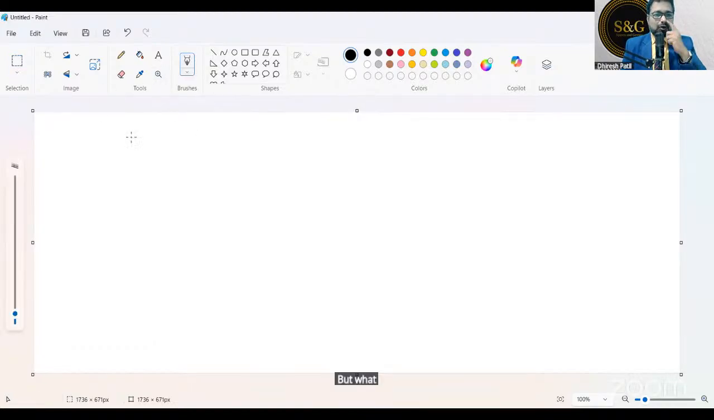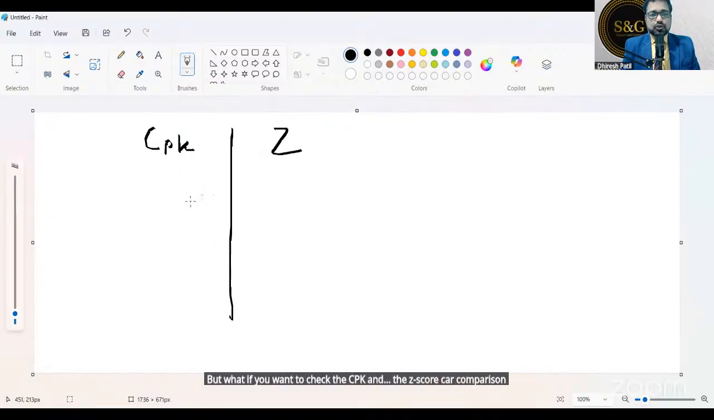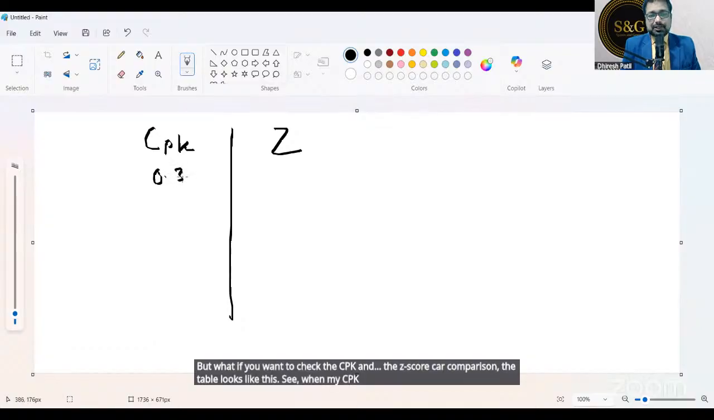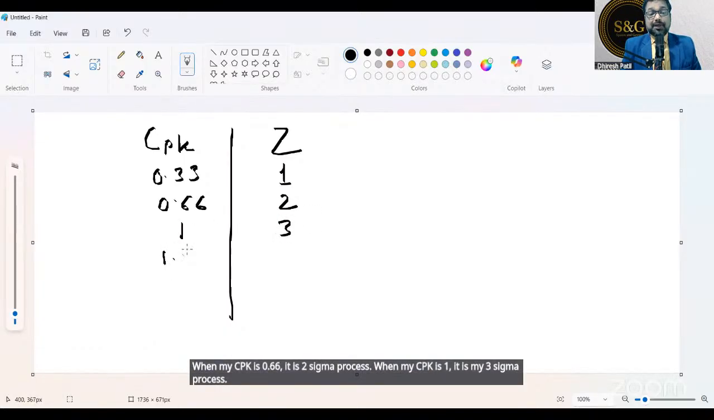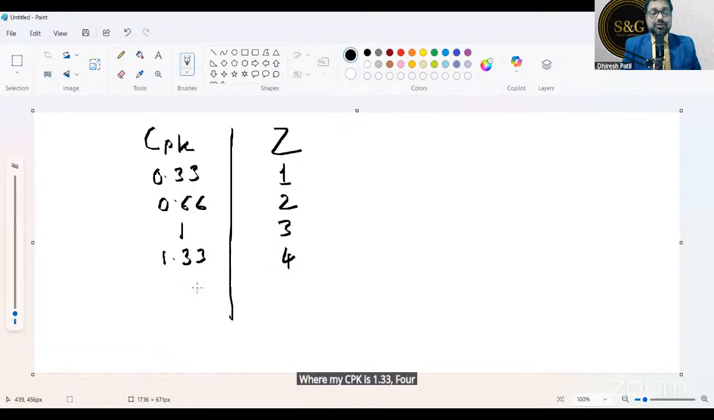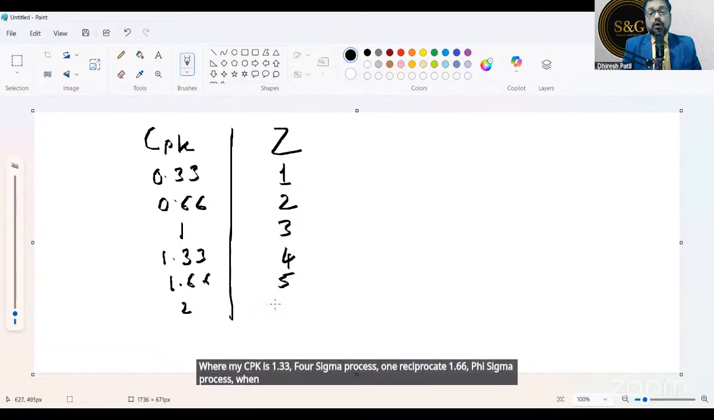But what if you want to check the CPK and the Z score comparison? The table looks like this. When my CPK is 0.33, it is a 1 sigma process. When my CPK is 0.66, it is a 2 sigma process. When my CPK is 1, it is a 3 sigma process. When CPK is 1.33, 4 sigma process. When CPK is 1.66, 5 sigma process. When CPK is 2, it is a 6 sigma process, and it continues. It goes to 2.33, 7 sigma process, 2.66, 8 sigma process.